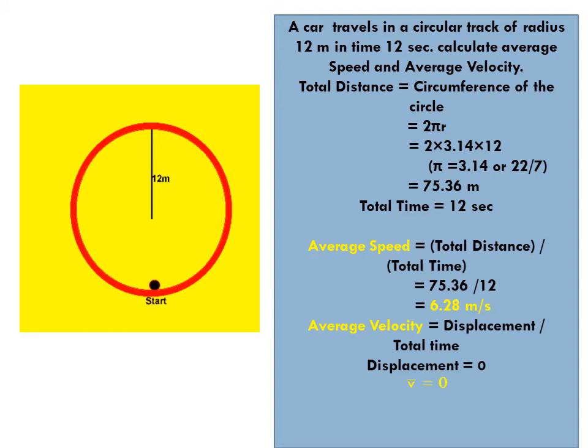But for calculating the average velocity, we have to know about the displacement. So in that case, the starting point and the ending point, or the source point and the destination point for the car is the same. That means its displacement is 0. So whenever the displacement is 0, its average velocity is also 0.